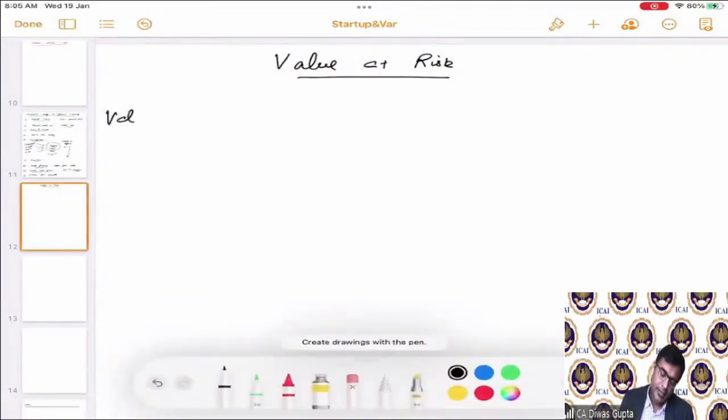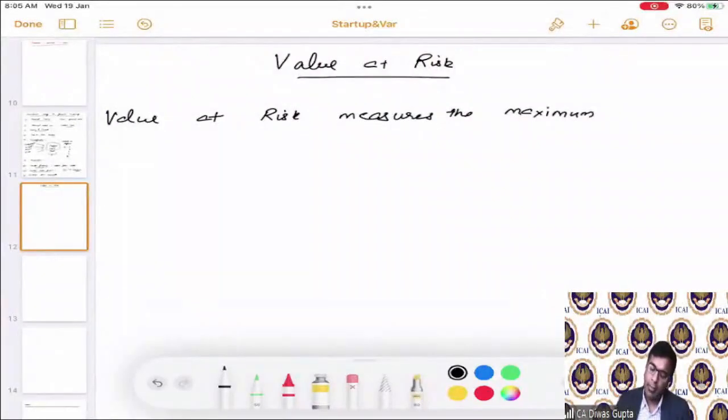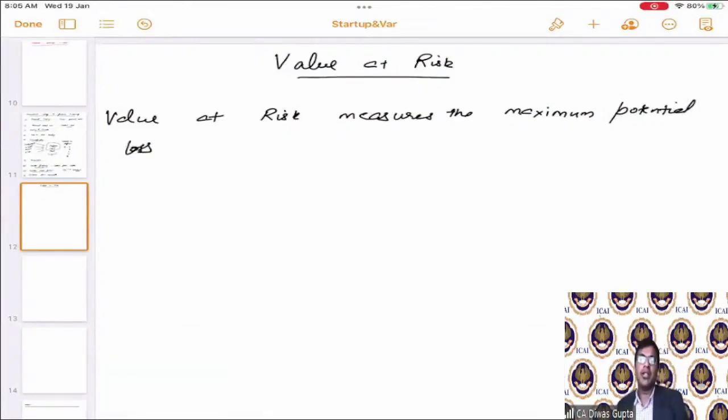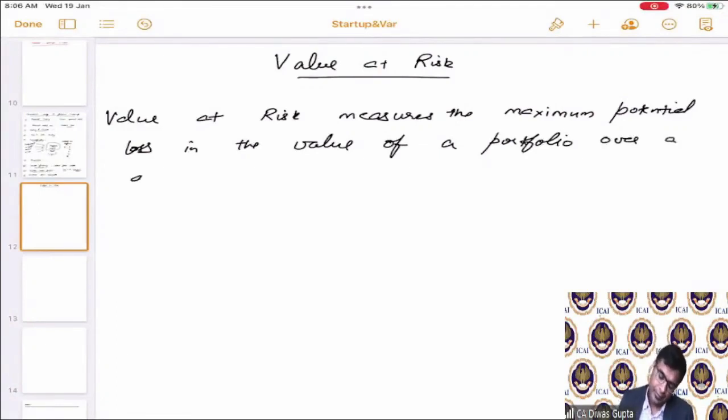So value at risk measures the maximum potential loss in the value of a portfolio over a given period of time for a certain confidence level.